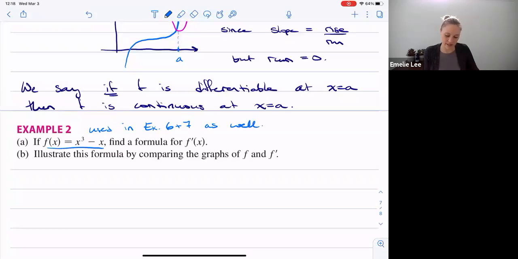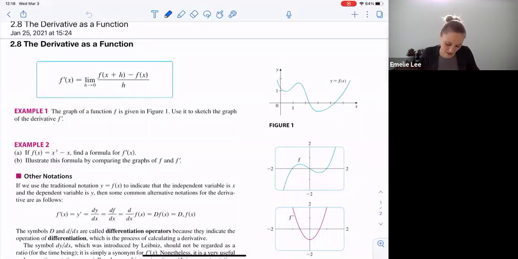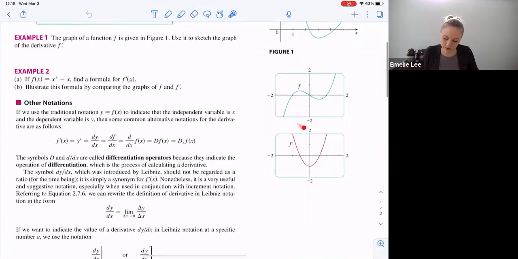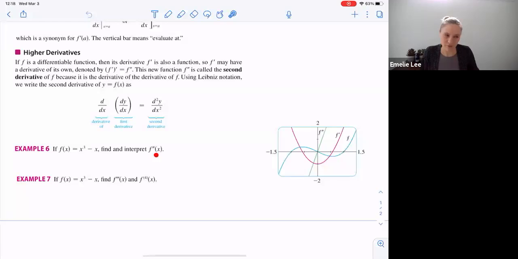And if you read ahead, example 6, so example 2 that we're about to do, we're going to find the first derivative. And then we're going to talk about how the graphs compare. And then find the second derivative, which we denote with a double prime. Then we're going to find the third derivative, triple prime. After the triple prime, it gets a little primey. So then we just use whatever the derivative is in brackets, so then we're going to find the fourth derivative.